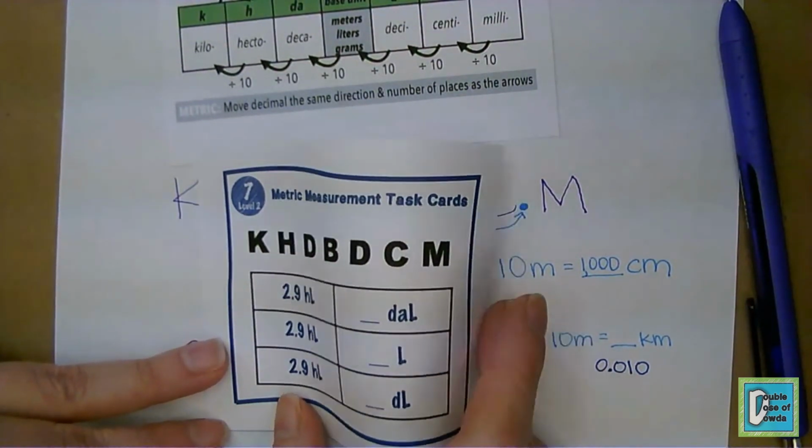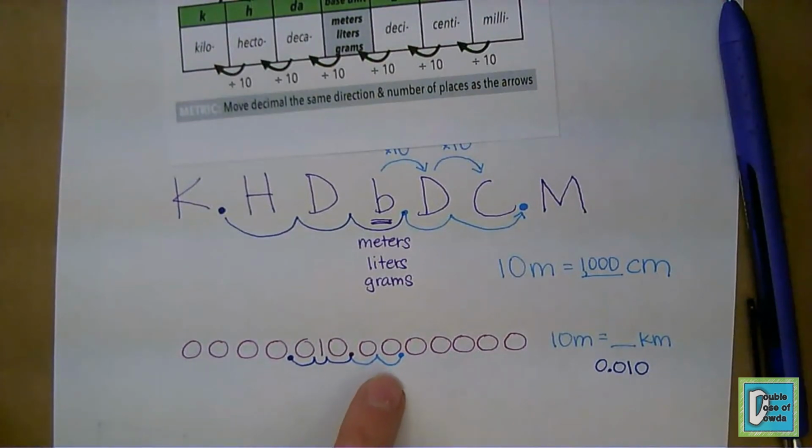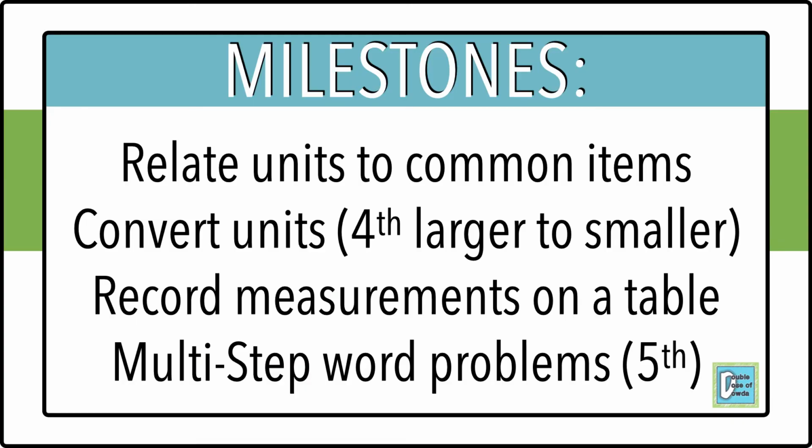But really, the decimal moving is where I want students to land, just because that is the most time-saving and efficient way to solve metric conversions. So those are the ways that I take students through the CRA model for converting measurements. Milestones. Now for 4th and 5th grade, these are pretty much going to look the same.